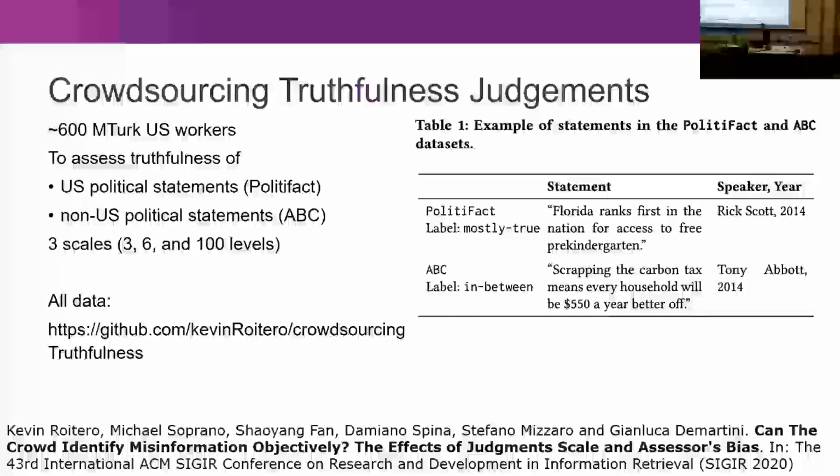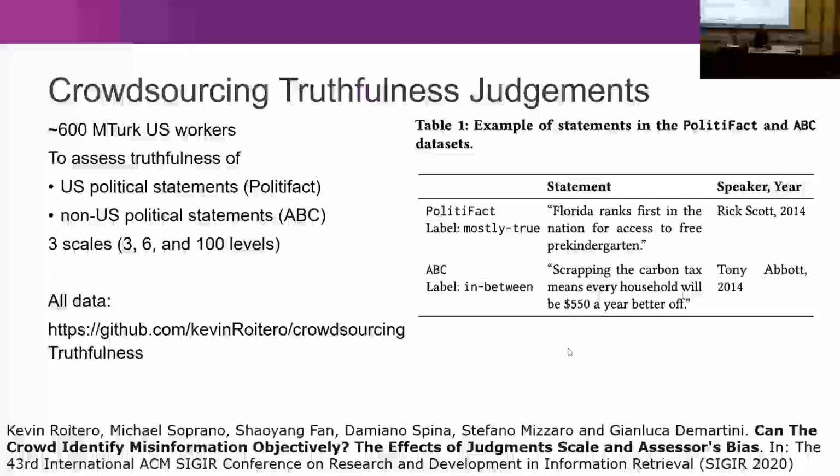So we set up a control study, as I said, and we showed statements by politicians from the US and from Australia to crowd workers from Mechanical Turk who were based in the United States. These people would not be journalists or experts, but they may have an understanding of local politics as they were based in the US. So our assumption was that they might perform differently on US political statements as compared to Australian political statements, as they may know nothing about Australian politics. We asked them to rate the truthfulness of these statements on a scale, either at three levels, true, false, and in between, or something more fine-grained.